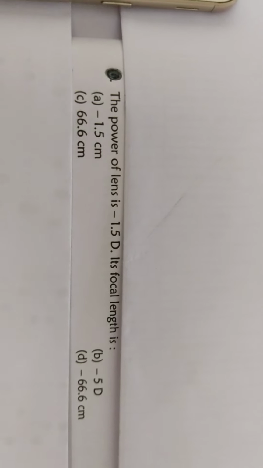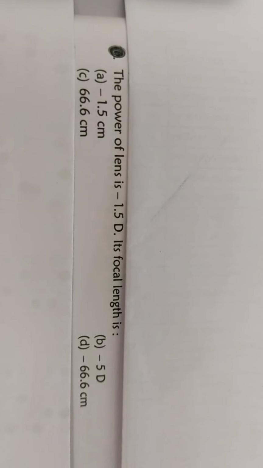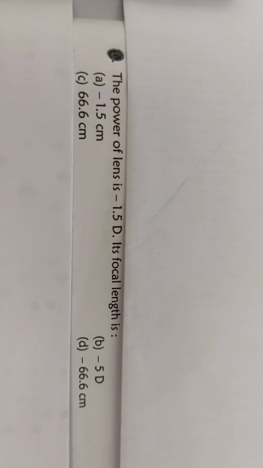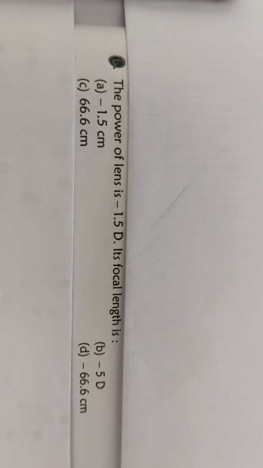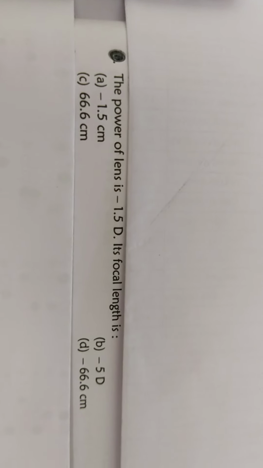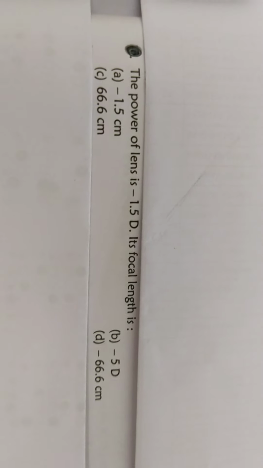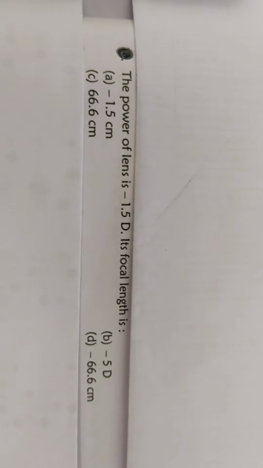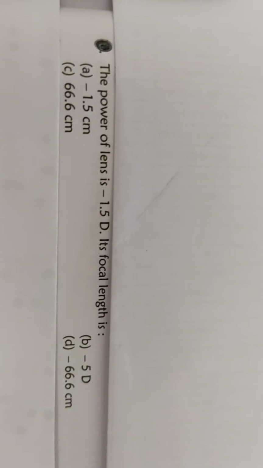And as power is negative, so focal length has to be negative. So C option is also wrong. So it can be A or D. We know that focal length is 100 over P. It means 100 over minus 1.5, which can never be minus 1.5. Okay. So obviously D is the correct option. So without working, we have done this. You can calculate it. 100 over minus 1.5 should be equal to minus 66.6 centimeters.